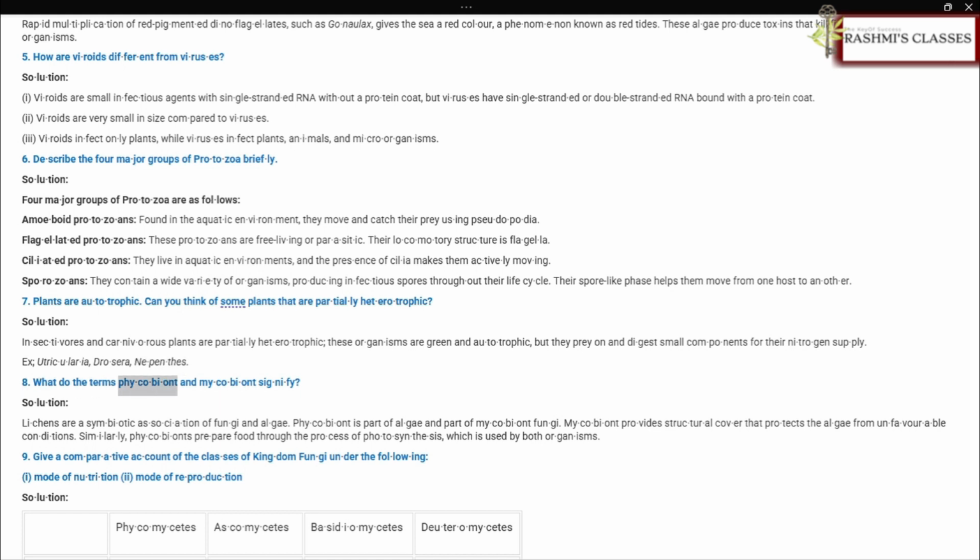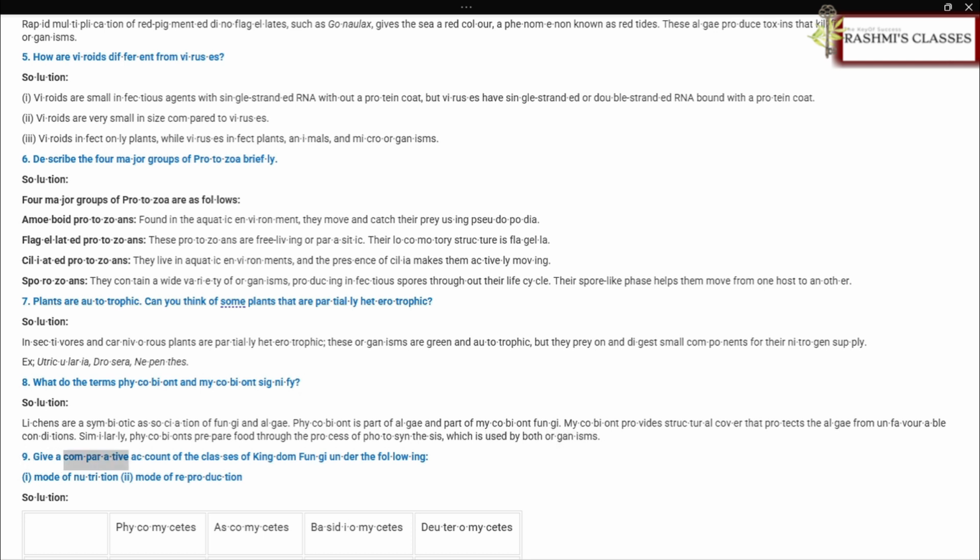8. What do the terms phycobiont and mycobiont signify? Solution. Lichens are a symbiotic association of fungi and algae. Phycobiont is the algal part and mycobiont is the fungal part. Mycobiont provides structural cover that protects the algae from unfavorable conditions. Similarly, phycobionts prepare food through the process of photosynthesis, which is used by both organisms.